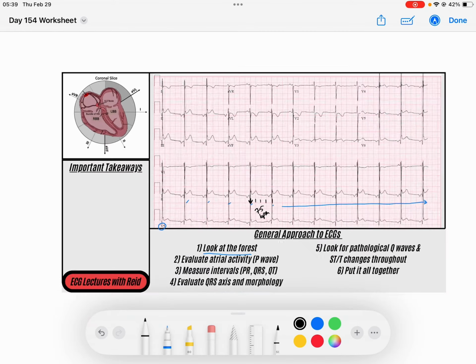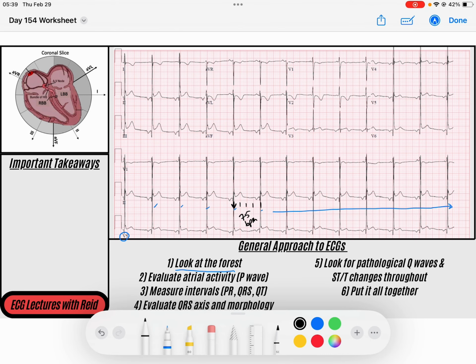Okay. And so they're narrow complex rhythms, so that makes me think that they're coming from the AV node down the His-Purkinje system, and I glance in front of my QRSs, and I do see that there appears to be some atrial activity before. So that makes me think that there's some type of atrial activity that is driving this rhythm, but let's evaluate the morphology of the P waves.